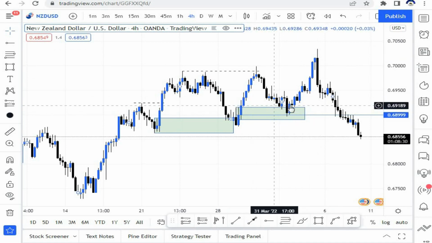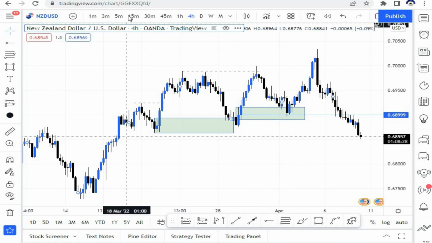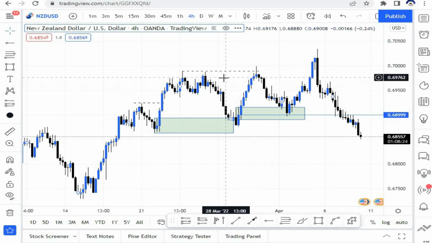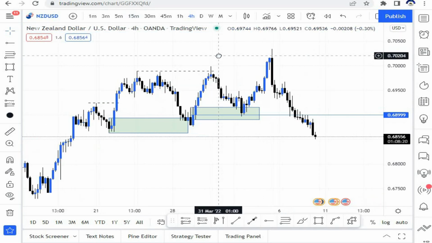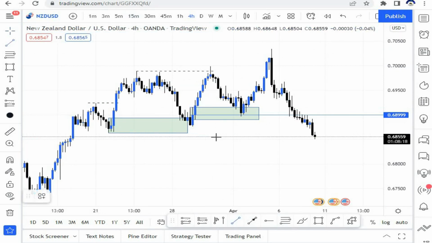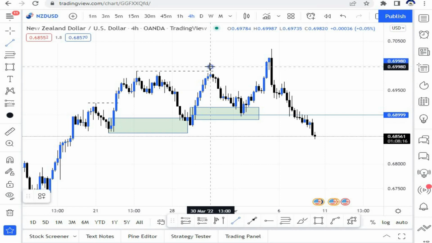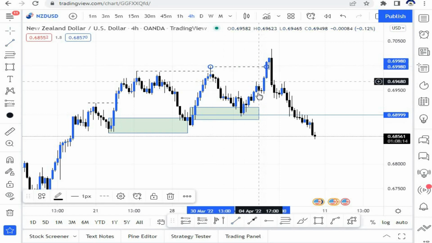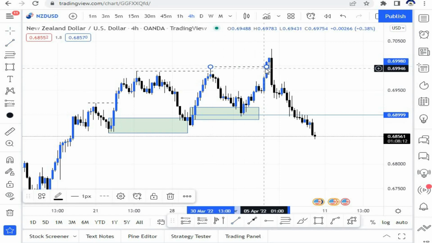So once you see something like this, you use 15 minutes for your entry. You'll find a better change of structure in that 15 minutes time frame. As you can see, guys, the price didn't stop there. They continued doing the same. As you can see, they even gave us a break of structure.